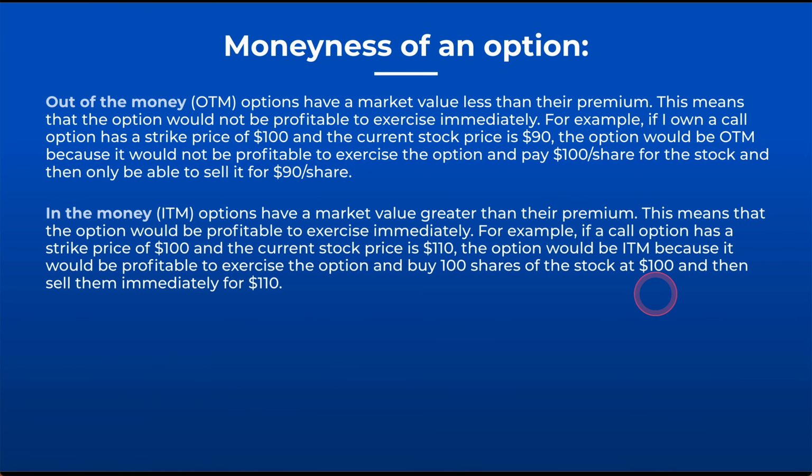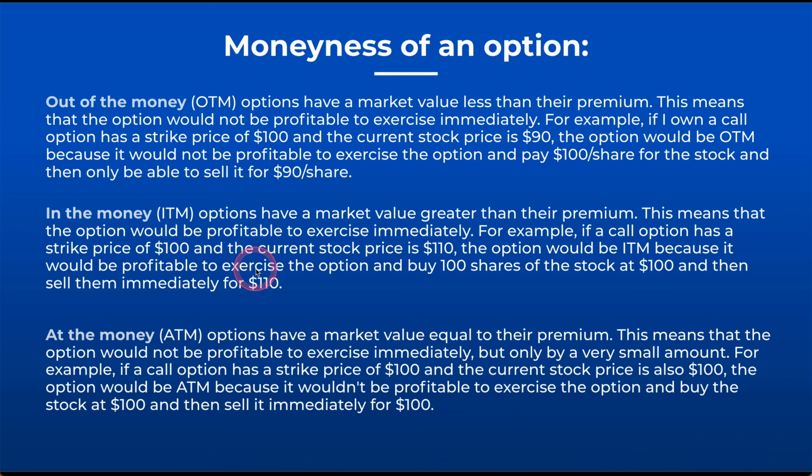An in the money option has a market value greater than the premium. This means that the option would be profitable to exercise. Again, by way of example, if I have a strike price of 100 in my option and the underlying stock is currently at 110, that option would be in the money and it would be profitable to exercise the option, buy the 100 shares of stock for $100 and then instantly sell it for 110. Or if I wanted to hang on to it, I'd already be up $10 per share in that trade.